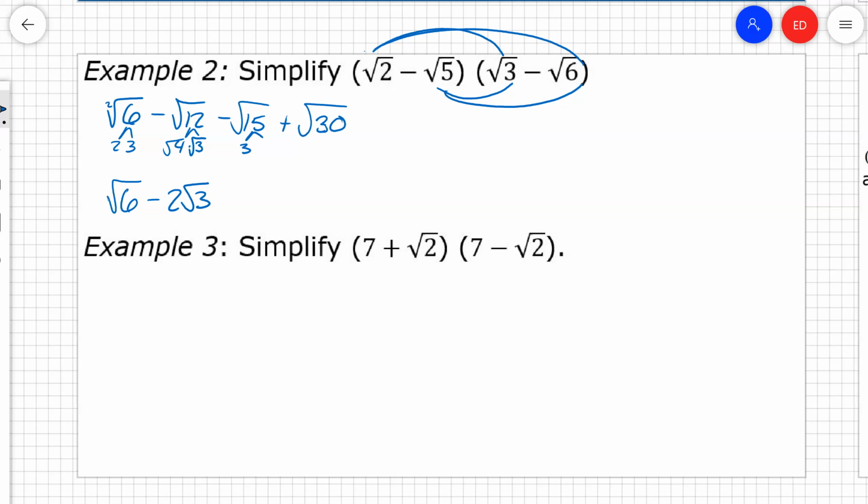15 would be 3 and 5. That wouldn't simplify. And the square root of 30 is 5 times... I'm sorry, not 3. I was getting ahead of myself. It's going to be 5 times 6, 2 times 3. We do not have a group of 2 numbers that are the same, so we would just bring down the square root of 30, and this would be your end answer.